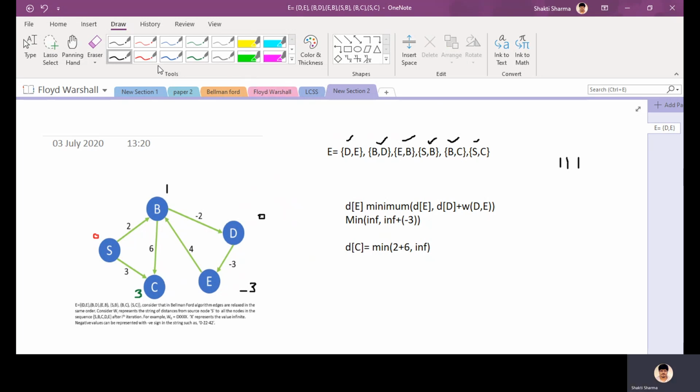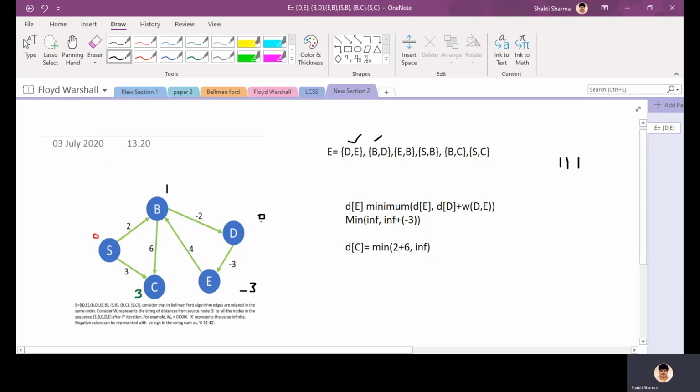Okay, let's come back to iteration 4. So we need to relax the edges again in the same order one more time. Let's see. So relaxing edge DE. So 0 minus 3 is minus 3, no change. Relaxing edge BD will give me 1 minus 2, which is equals to minus 1.